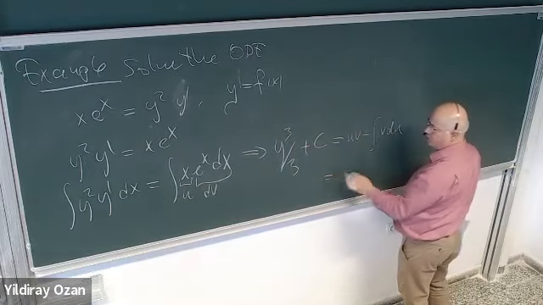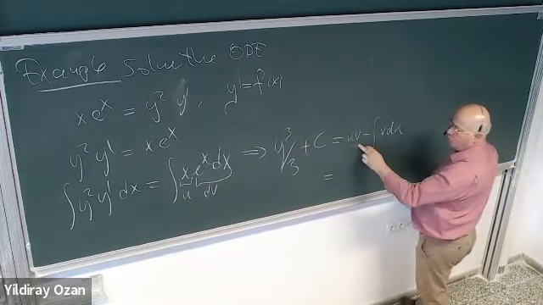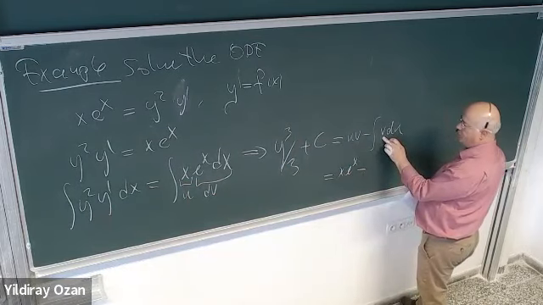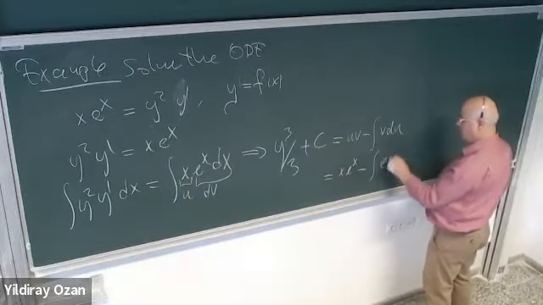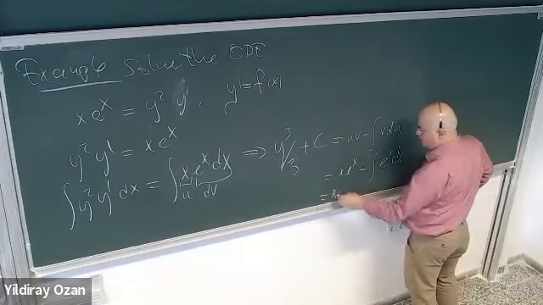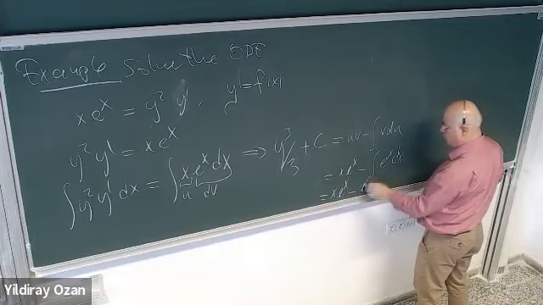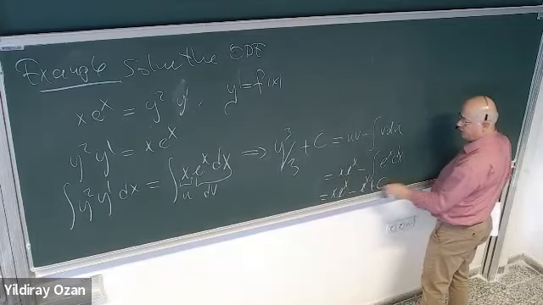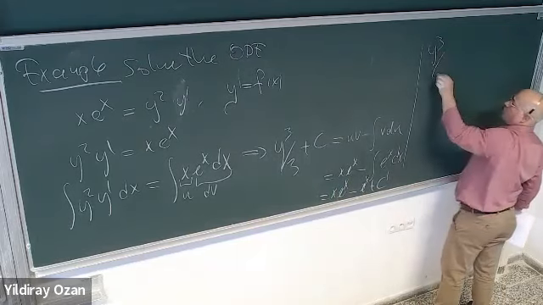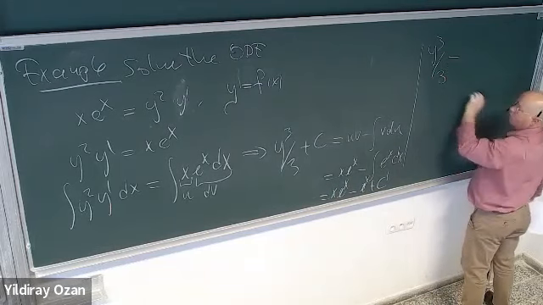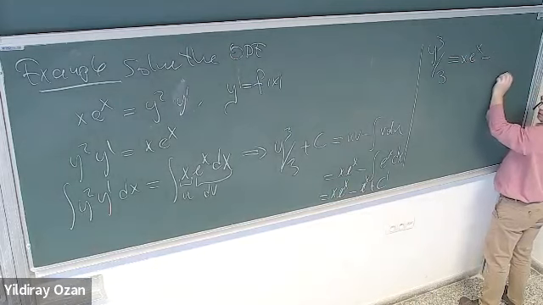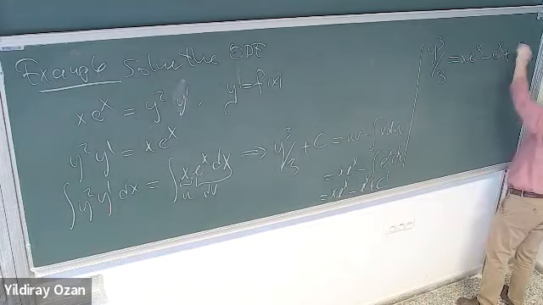So this is just uv. So x times e to the power x minus v. V is just e to the power x. And then du is just dx. So this is just x times e to the power x minus e to the power x plus another constant, let's say c prime. Therefore, y cubed over 3 is equal to x times e to the power x minus e to the power x plus, let's say, c.